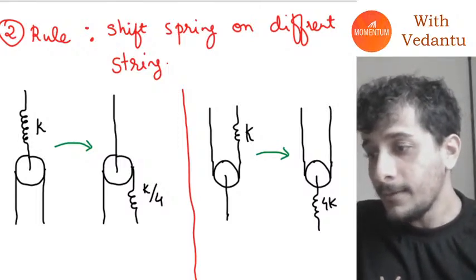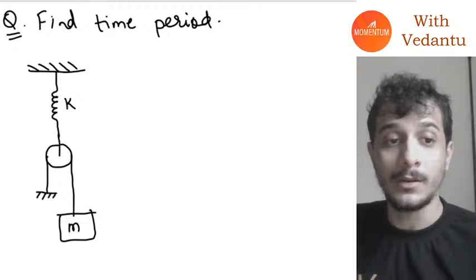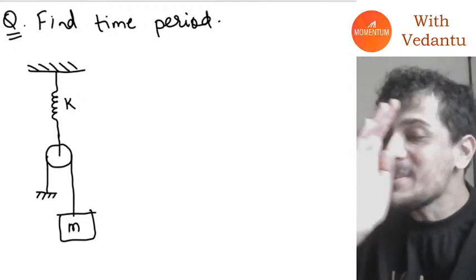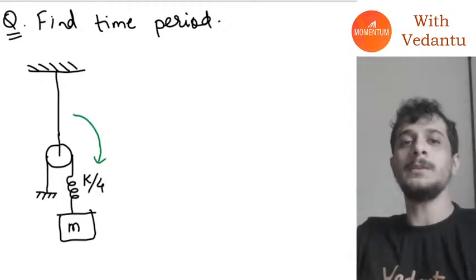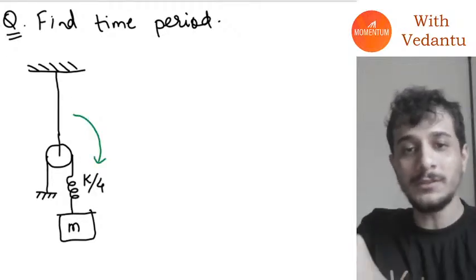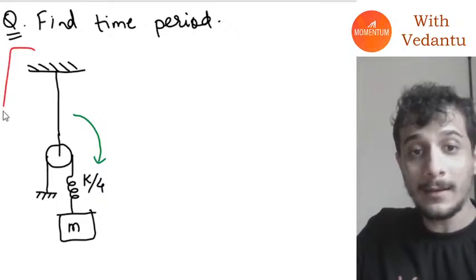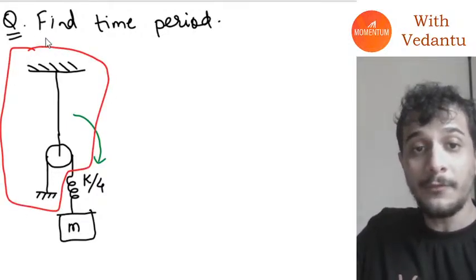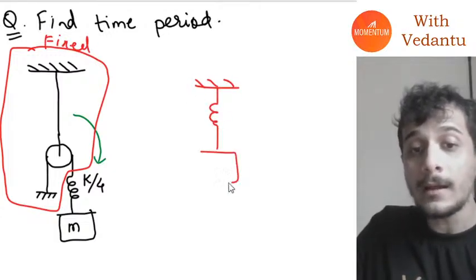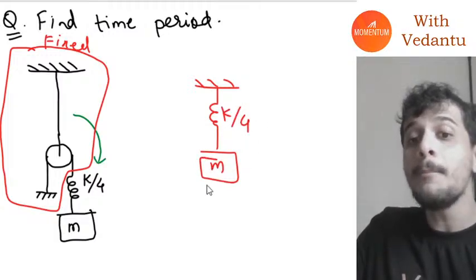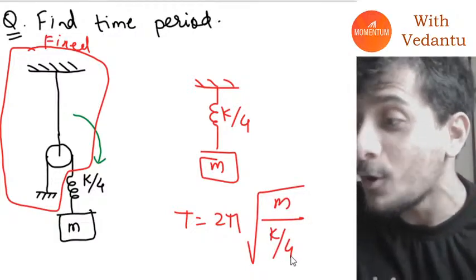Now guys, let's use this to solve a question. I have a question, find the time period here. What will I do? It's so simple. I will just shift the spring. As soon as you shift the spring, you can see that the remaining part of the system is fixed. Nothing there will move. So you can just treat it as a spring and a block with spring constant k by 4 and time period 2 pi under root m upon k by 4.